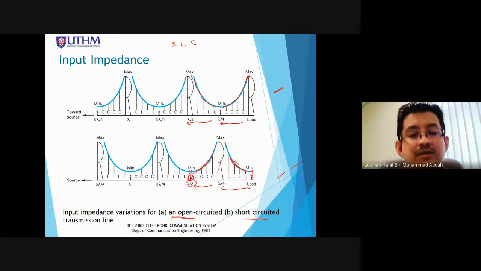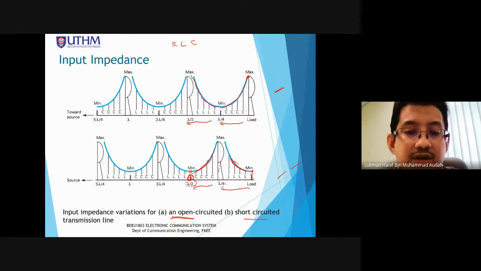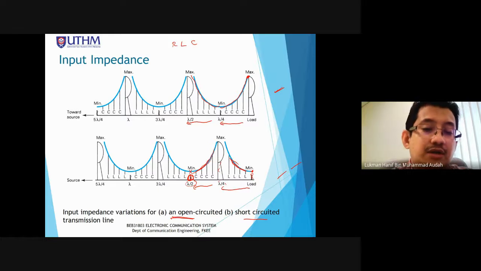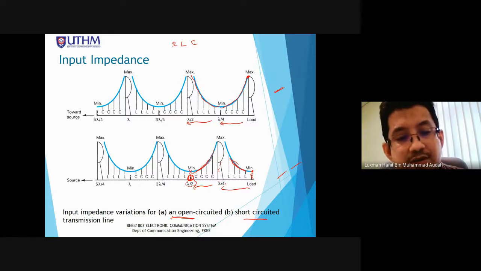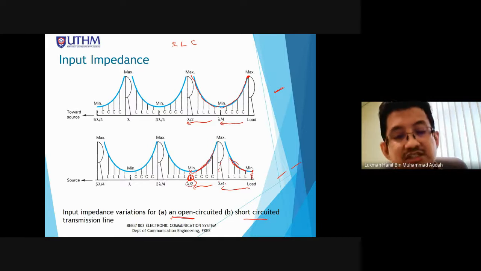Dan seterusnya. So kalau kita lihat di sini, transmission line itu, kita akan lihat dia punya sifat dia akan lebih resistive, lebih capacitance ataupun lebih kepada inductance. Okey, dia punya sifat dia pada jarak-jarak tertentu dia berbeza-beza. Okey. So ini itu sebabnya jarak lambda itu adalah sangat penting dalam kita menentukan karakteristik of the transmission line. Okay, nilai lambda ini sangat penting untuk kita menentukan karakteristik of that transmission line.